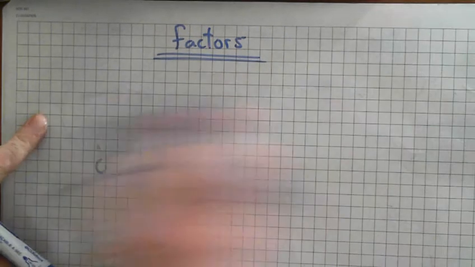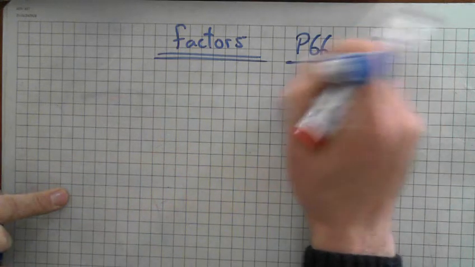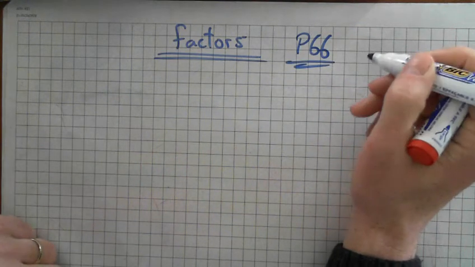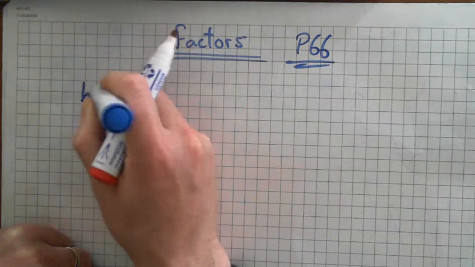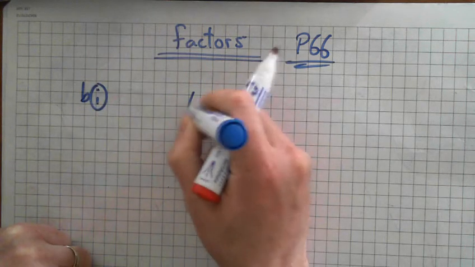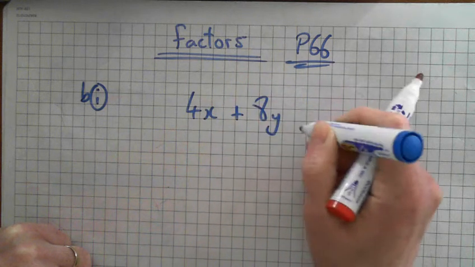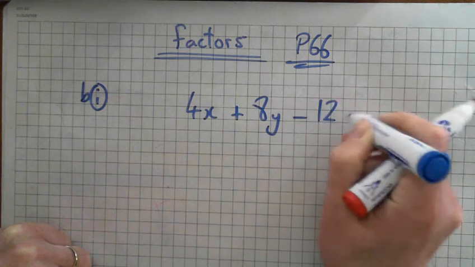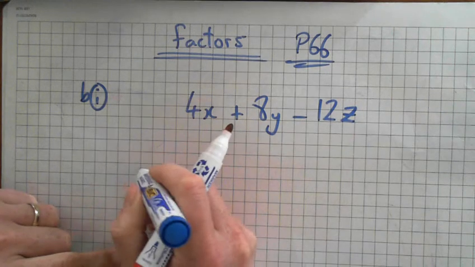Right, we'll go on to B. It's on page 66 of your papers. Right, factorise each of the following. This is B part I. 4x plus 8y minus 12z. Alright, and it starts off the sum for you.